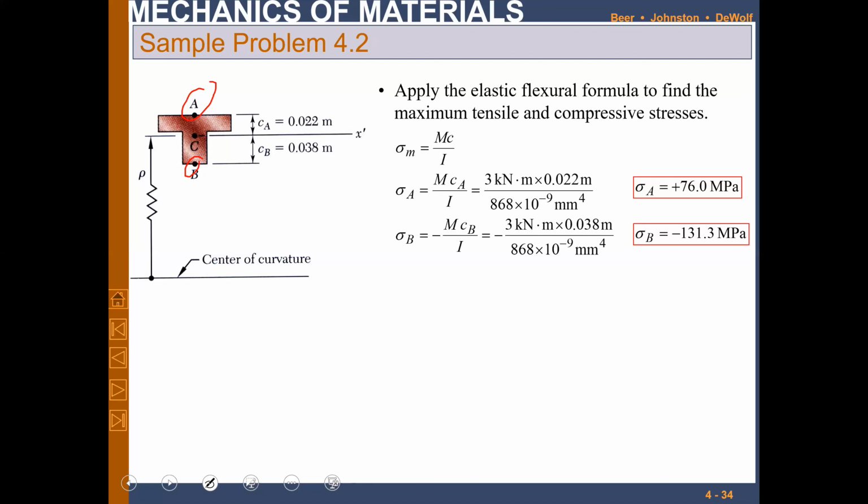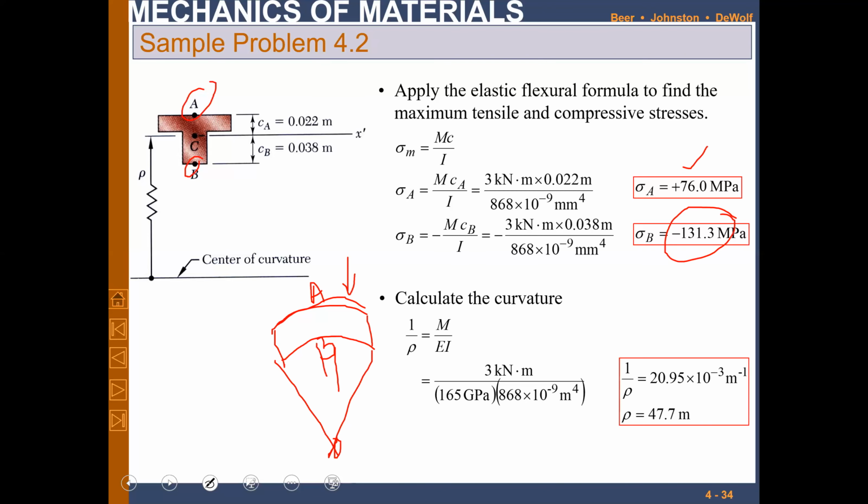This is the radius of curvature, this is the rho. When the moment is applied, it will get this shape, that is the negative one. Negative means the top surface will be in tension, on this point A, and the lower surface B will be in compression. So the A surface is tensile, so it is positive, and the B surface is compressive, so it will be negative, showing the expression for that.